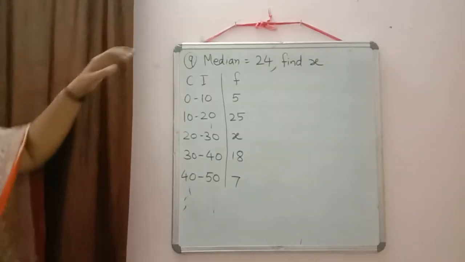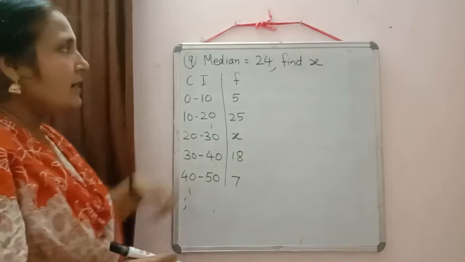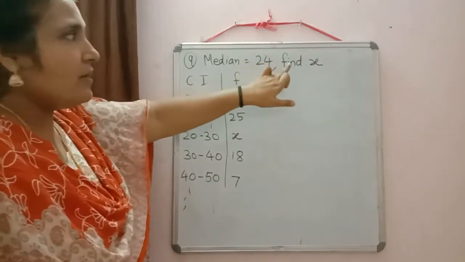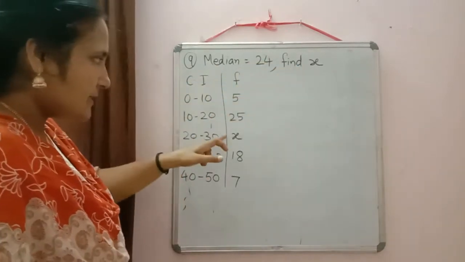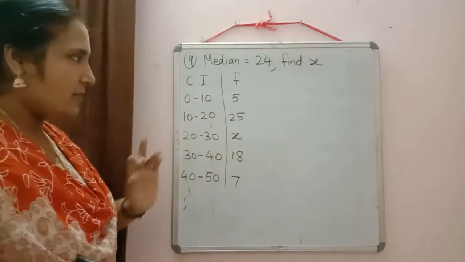All of you just check. In the next question it is given median is equal to 24. Find x. So x is written here. We have to find out the value of x.